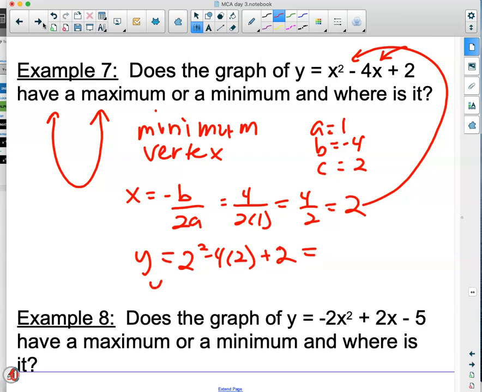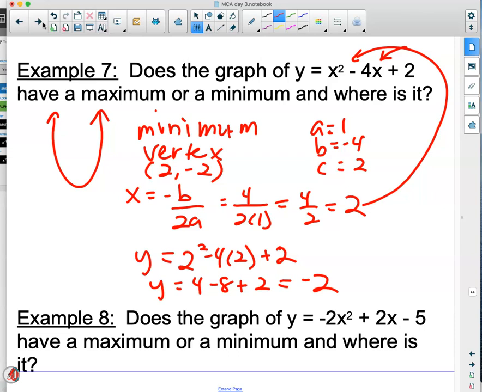2 squared is 4 minus 8 plus 2. Oh, I've got too many equals. 4 minus 8 is negative 4, and negative 4 plus 2 is negative 2. So at the vertex, it's 2, negative 2.